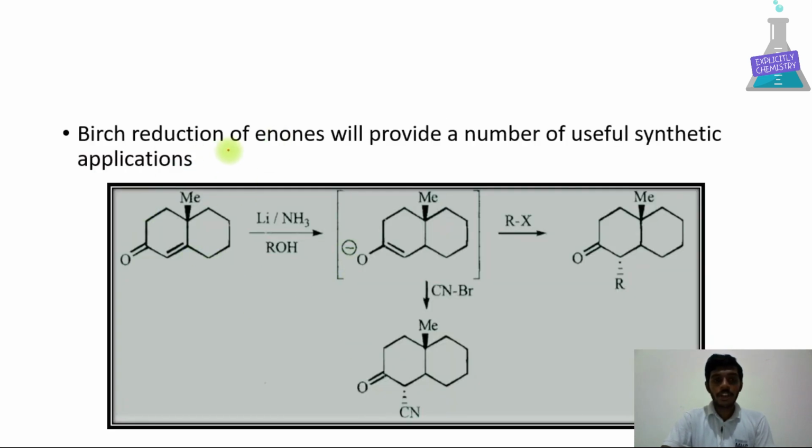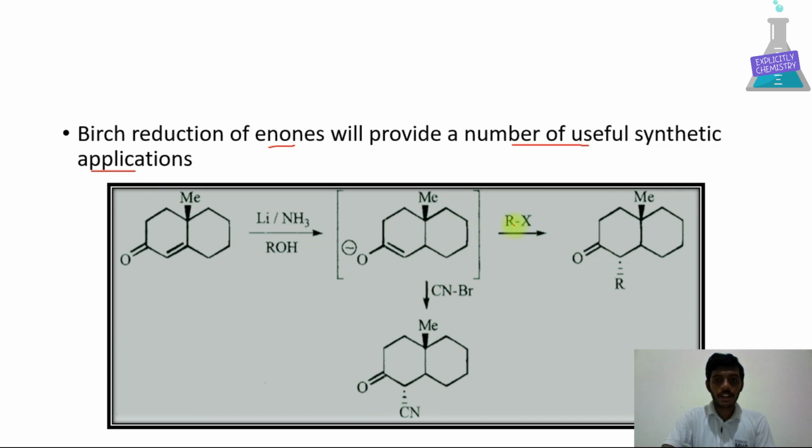Birch reduction of enones. Enone means here a double bond, which is ene, and a ketone, which is one. This enone will provide a number of useful synthetic applications. See, these are some of the applications of Birch reduction of enone. Here, in presence of lithium, ammonia, and alcohol, this bond will shift over here and this will go as a negative charge.